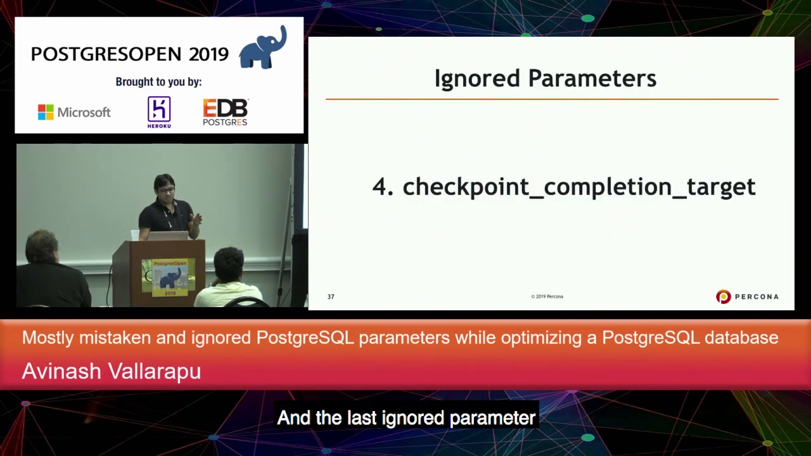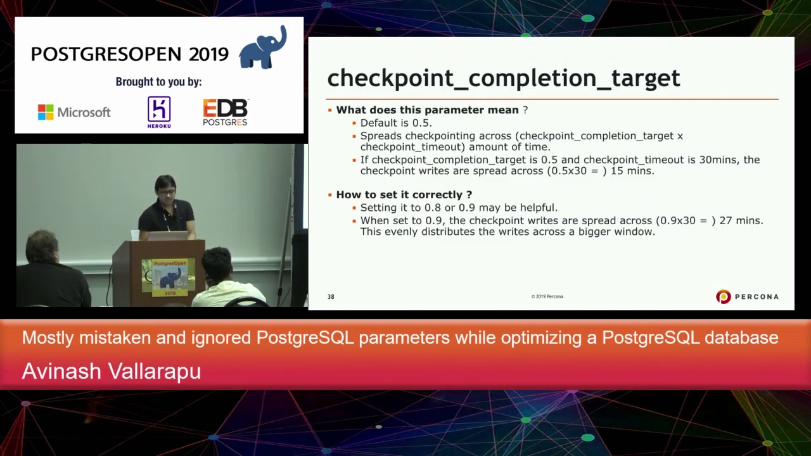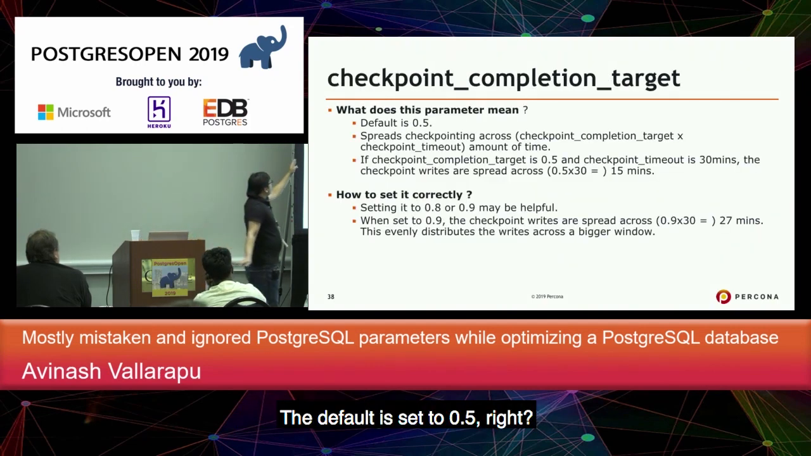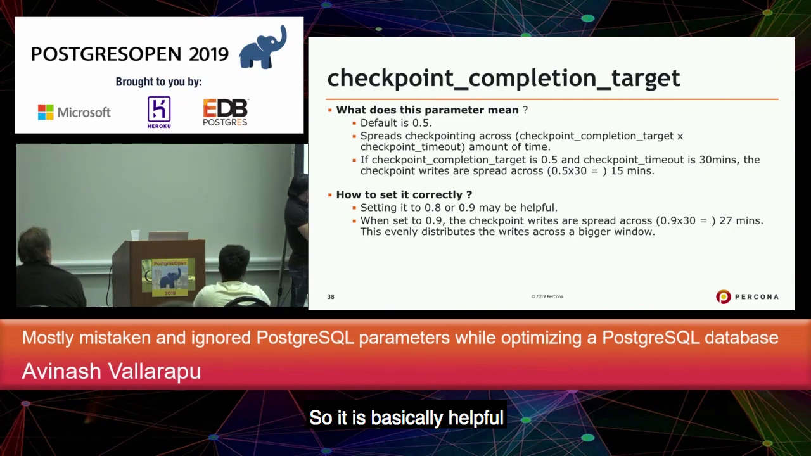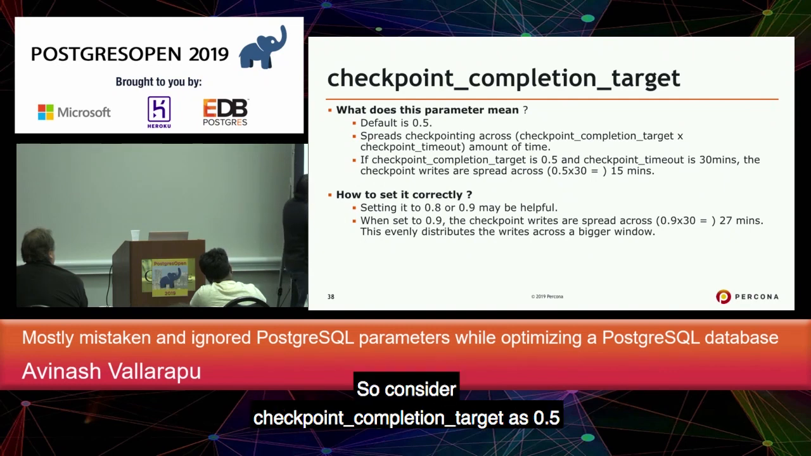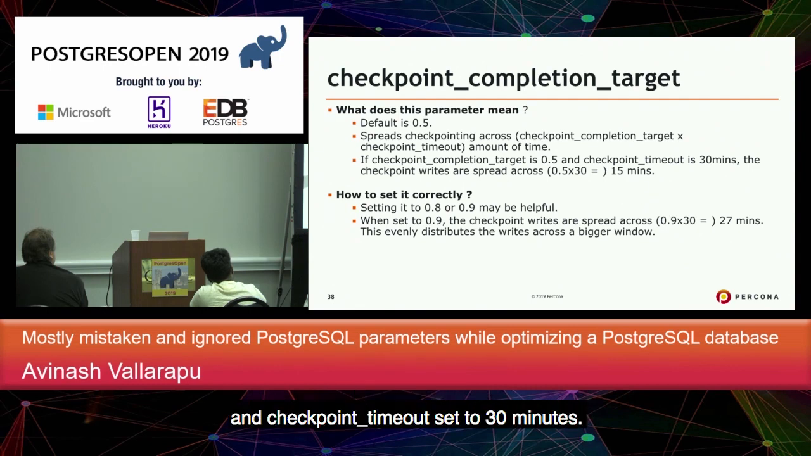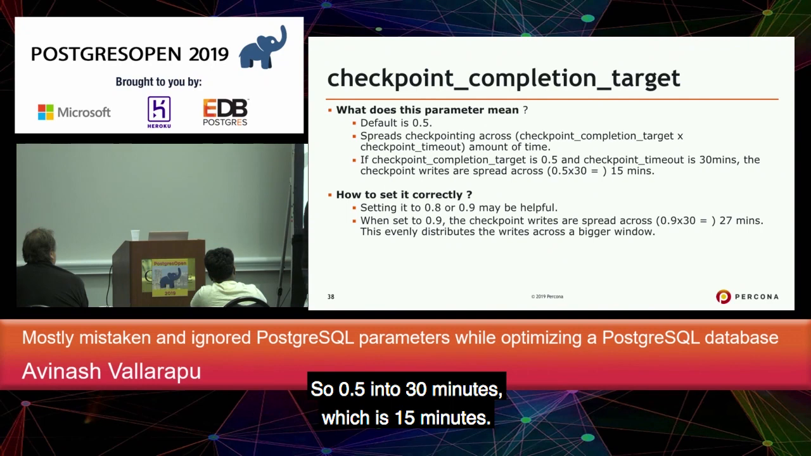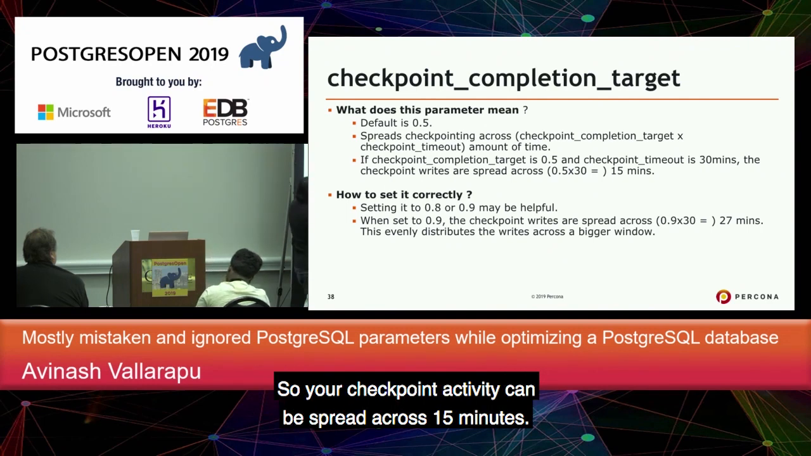And the last ignored parameter would be checkpoint completion target. The default is set to 0.5, right? So it is basically helpful for spreading out checkpoints. So consider checkpoint completion target as 0.5 and checkpoint timeout set to 30 minutes. So 0.5 times 30 minutes is 15 minutes. So your checkpoint activity can be spread across 15 minutes.